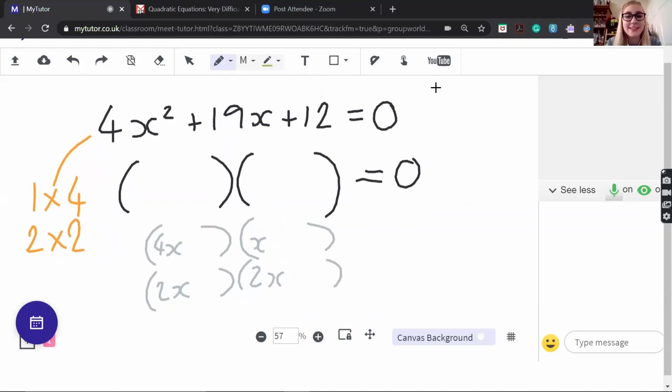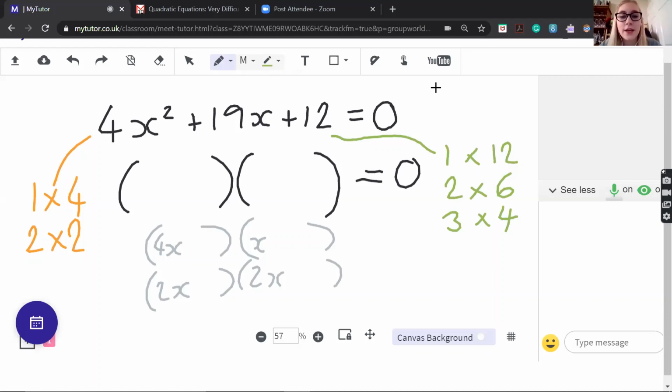Now this one's even trickier because 12 has quite a lot of factors. So we've got 1 times 12, 2 times 6, 3 times 4. So now we've got 2 different brackets and then 3 different pairs that could each go 2 ways. So you've got, oh gosh, 1, 2, 3, 4, 5, 6, 12 different options to try.